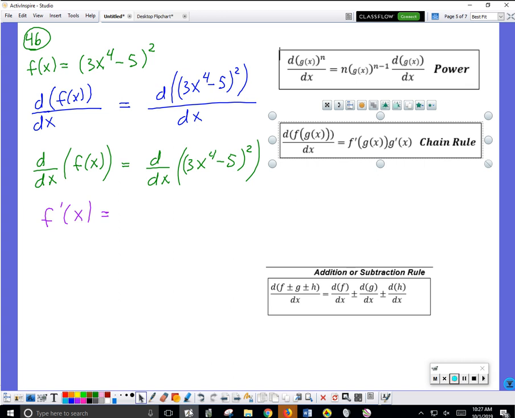The reason I know it's a match is right here. I've got d over dx of a function right here that is being raised to the second power. That matches this rule perfectly. This says d over dx of some function being raised to some power. Unless it's a perfect match, you can't use the rule. So if it's not a perfect match, you're off track. You're using the wrong rule.